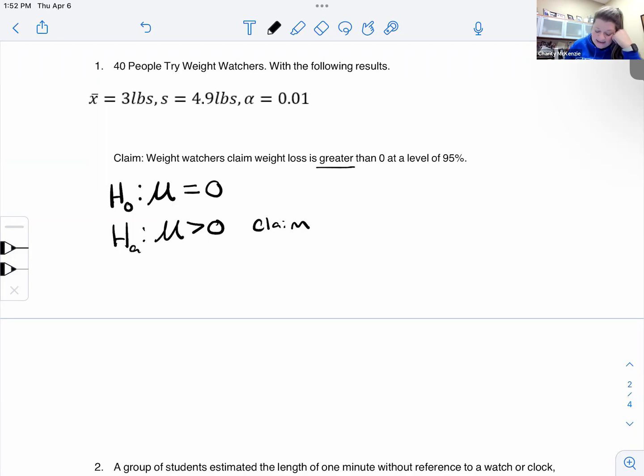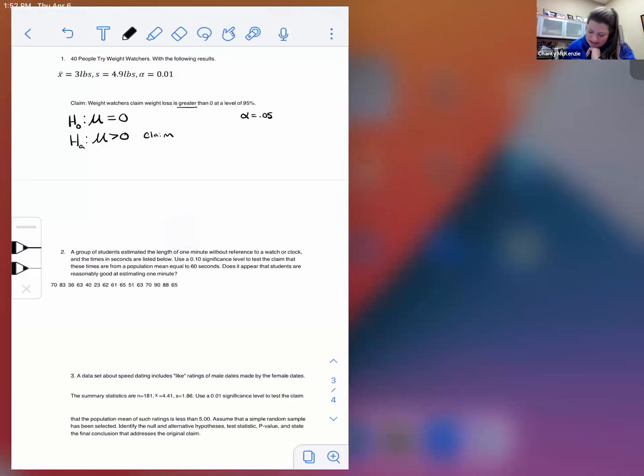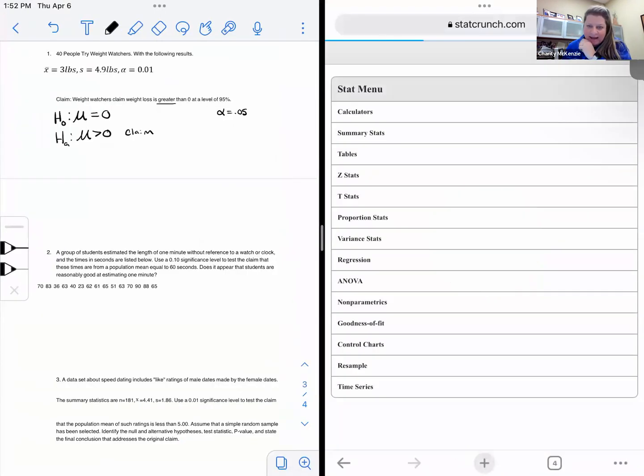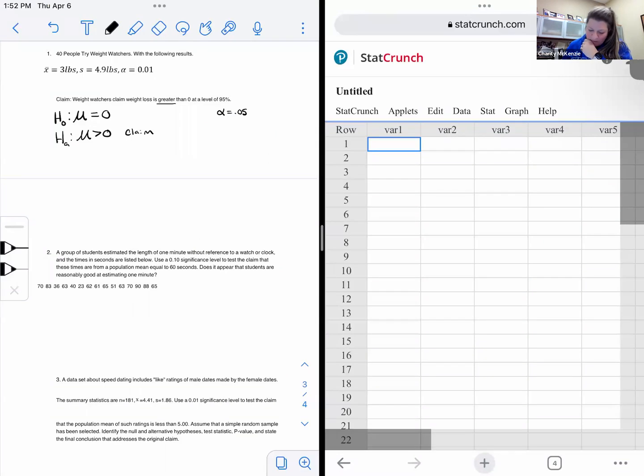The 95 will bring a significance level of 0.05. So we have to look at whether our p-value is below or above that. So let's go ahead and move to some StatCrunch here. I'm going to open this on my iPad, and it's kind of showing both. It's a little small, but I think we're good and you could follow along pretty easily.